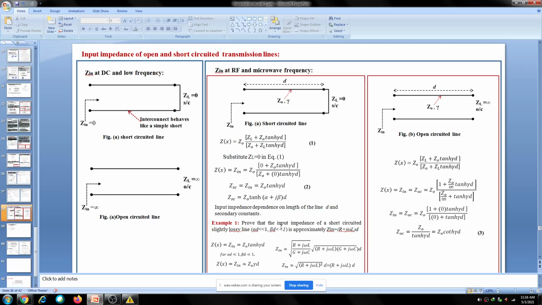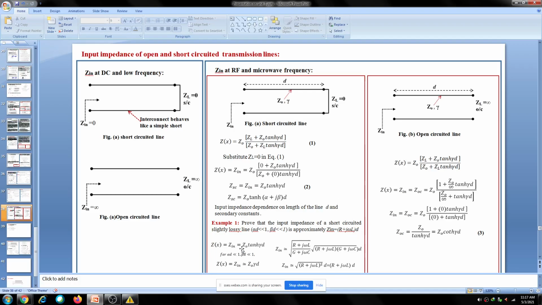For example, prove that the input impedance of a short circuited slightly lossy line, that is alpha d less than 1 and beta d less than 1, is approximately equal to this. Slightly lossy means alpha d and beta d are not equal to 0, but less than 1. Now prove that Zn is equal to r plus j omega L into d. So Zn is equal to this value.